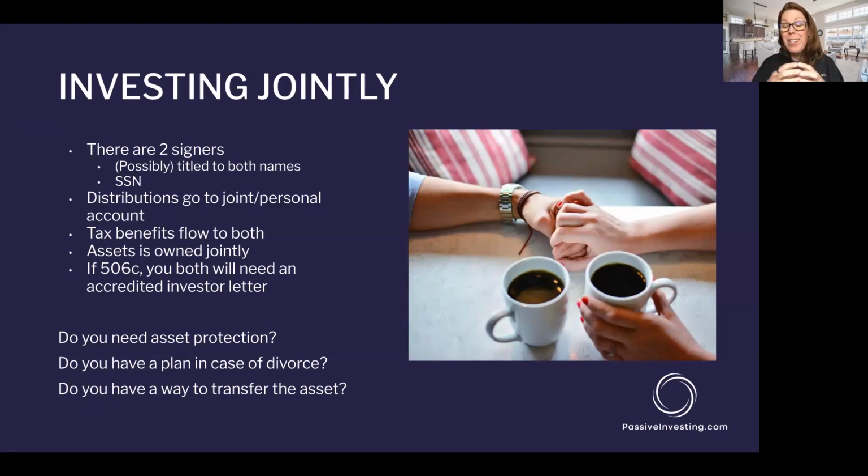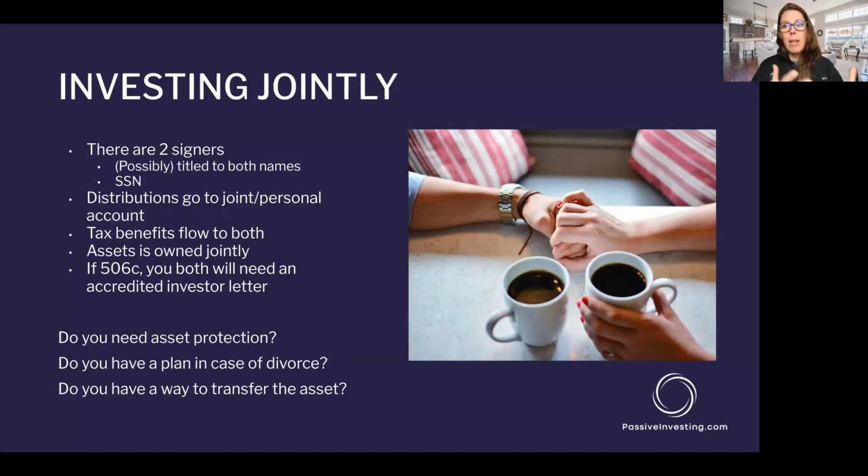If you're investing jointly, to keep your record keeping above board, have all the distributions go back to your joint account. The tax benefits would flow to the primary investor, but they can technically be used on the 1040, because if you're investing jointly, you're going to have to both claim the tax benefits. The asset is owned jointly. So if something happens to both of you or one of you, it's going to flow to the other person on the document. If something happens to both of you, it's going to transfer based on your will, trust, or your state laws.